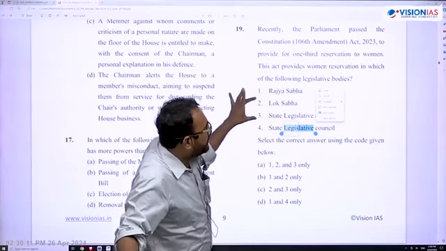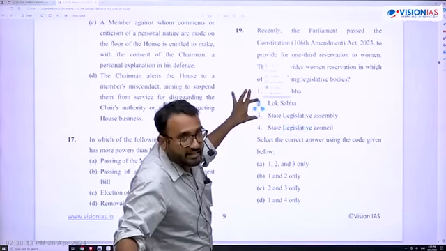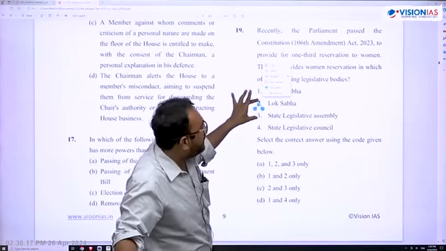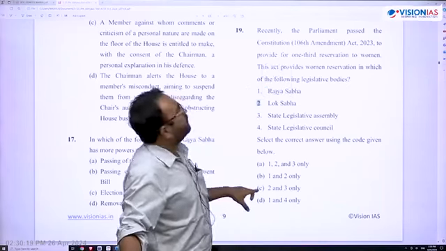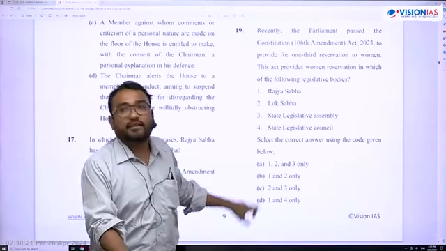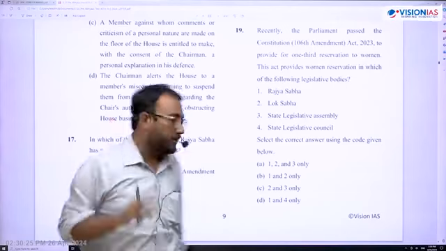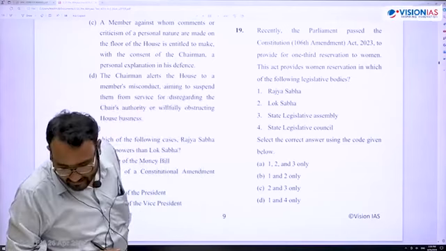Women reservation has been provided under Article 330A and 332A in Lok Sabha and State Legislative Assembly. So the answer would be 2 and 3. So I'll settle for 19, option C. For more information, refer to Articles 330 to 334. Okay, please go through that. Now we have done 19, next is 20.